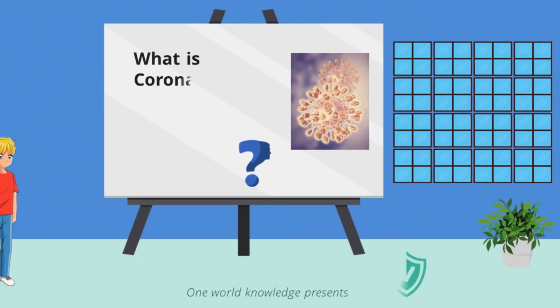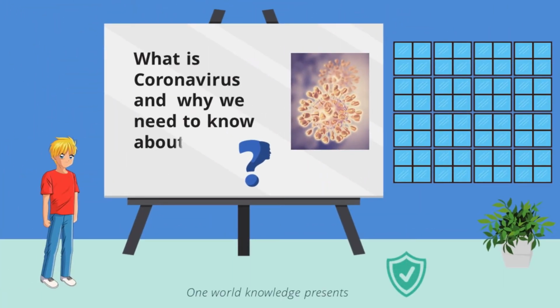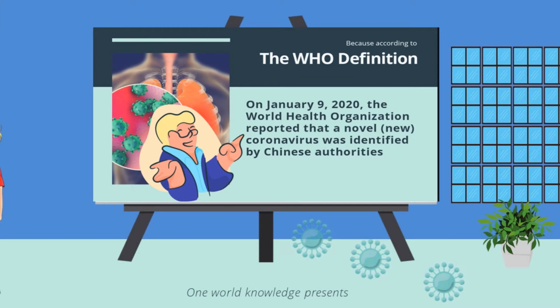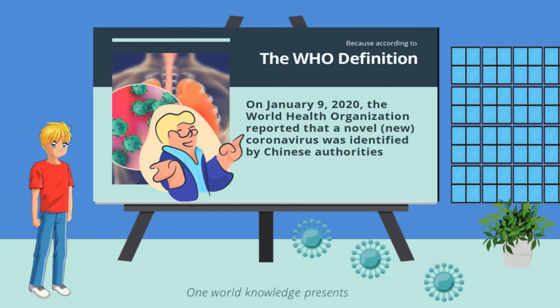What is coronavirus and why do we need to know about this specific virus? We need to know about this virus because the death toll has dramatically increased. According to the World Health Organization, it is officially reported that a novel coronavirus was identified by Chinese authorities on the 9th of January 2020.